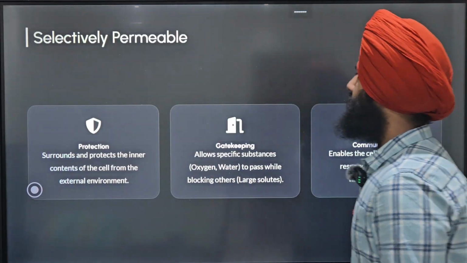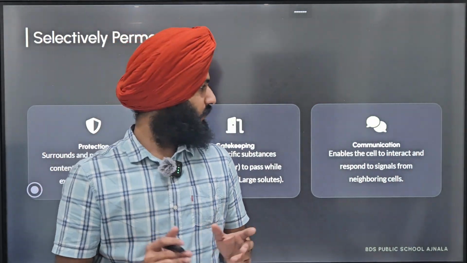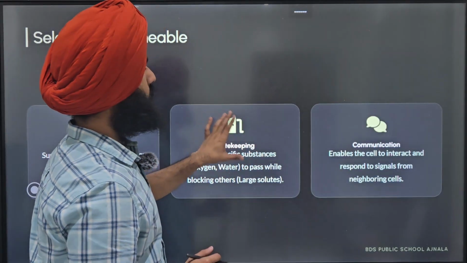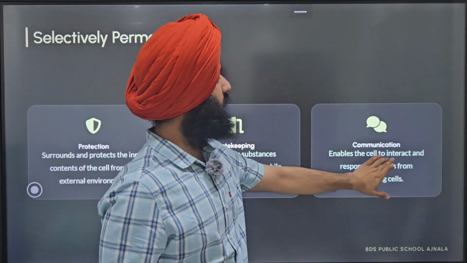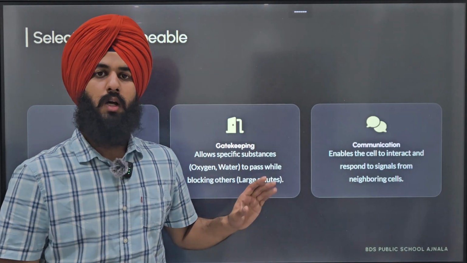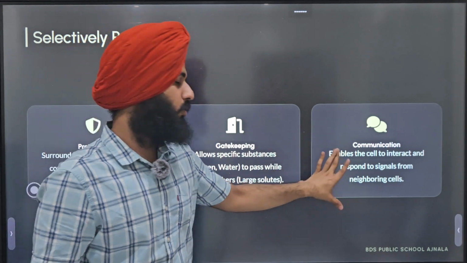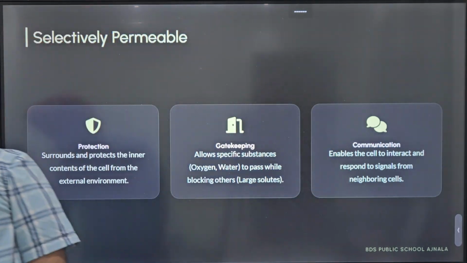And the other feature it serves is communication. The plasma membrane of a cell acts as a mode of communication. It enables the cells to interact and respond to signals from neighboring cells. So a cell next to a cell will interact with each other through the plasma membrane.